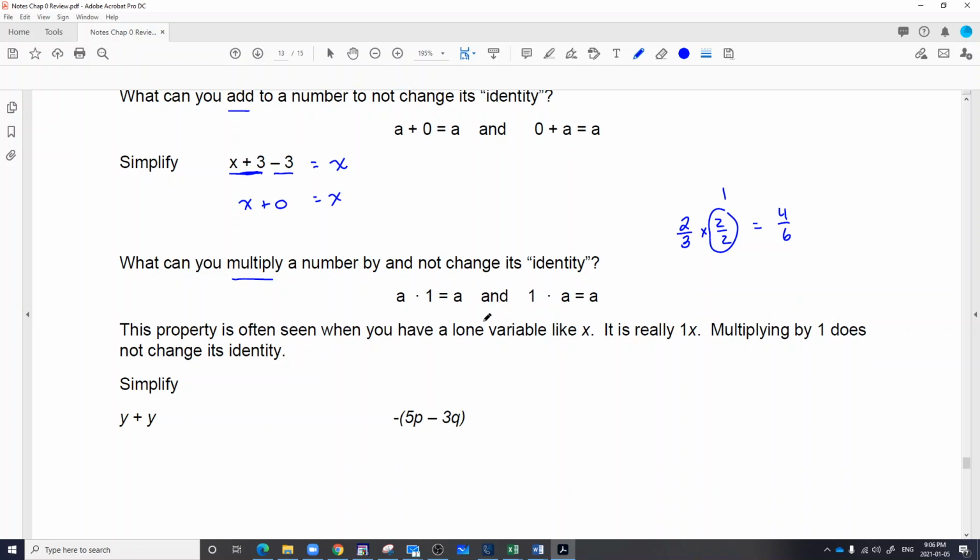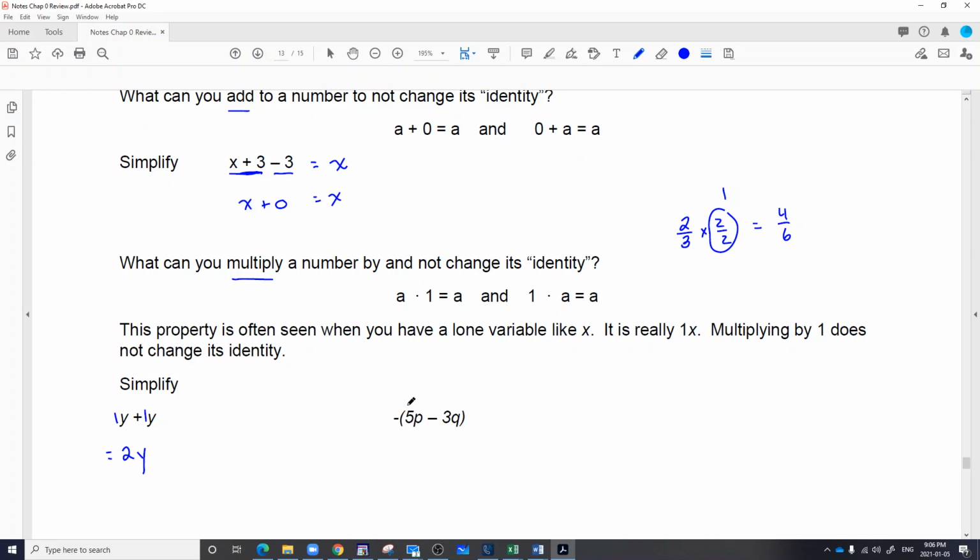Okay, now this property is often seen when you have a lone variable like x as well. Everything that's just a variable by itself is still 1x. So multiplying by 1 doesn't change its identity, and so we leave the 1 off. So for example, if you ever see a y plus a y, this is 1y plus another 1y, which would give us 2 y's if we were collecting like terms.